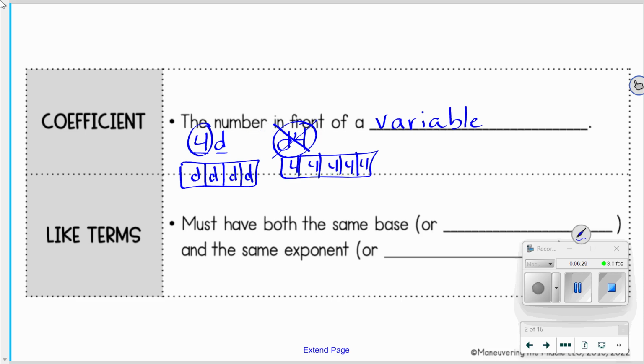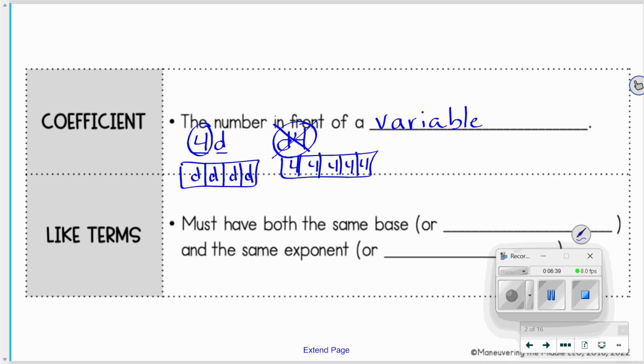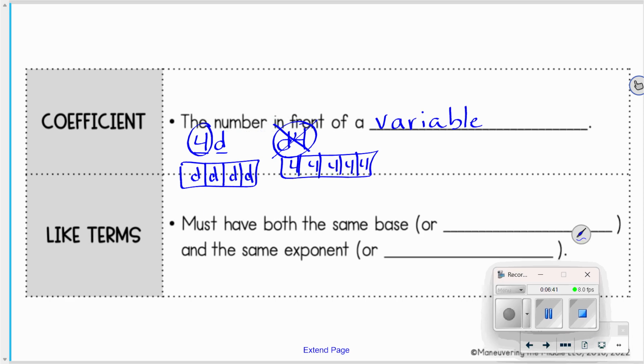Okay. Now, like terms, and here's really the focus for today's lesson, where we're going to be simplifying expressions. They must have the same base or variable, but even within that, the same exponent. What is the term we use for exponents? Power.